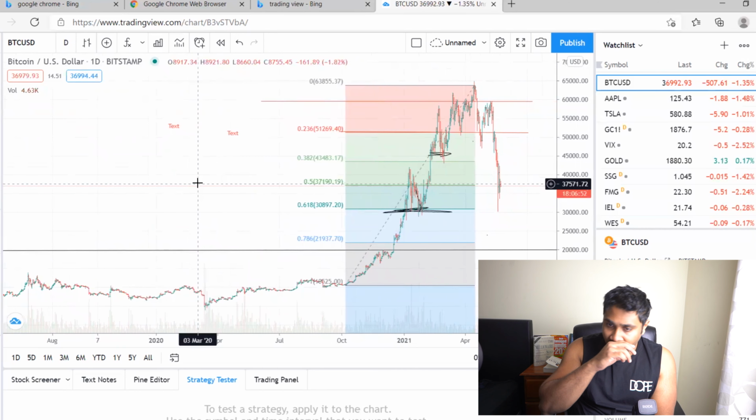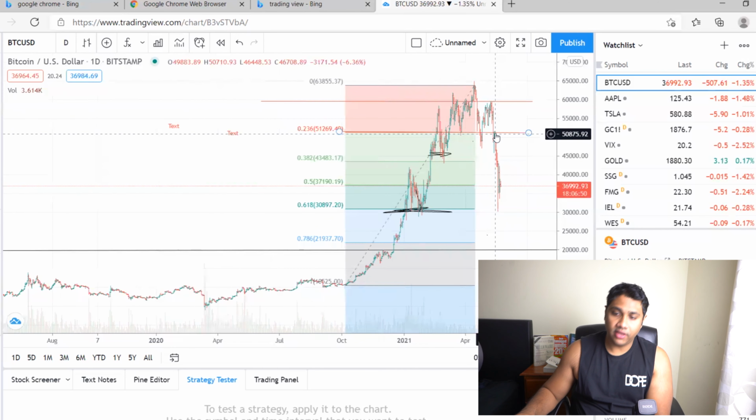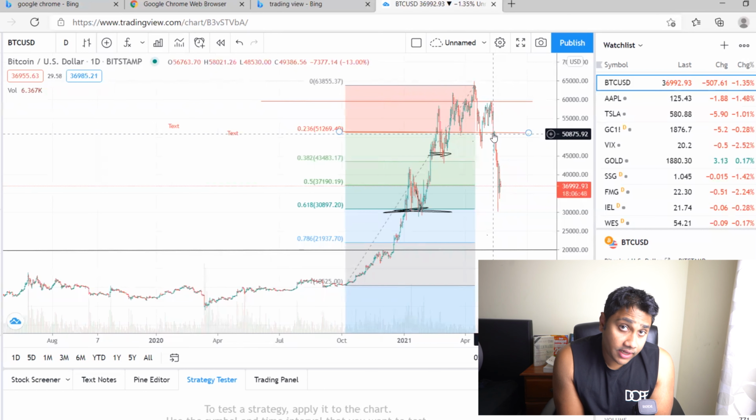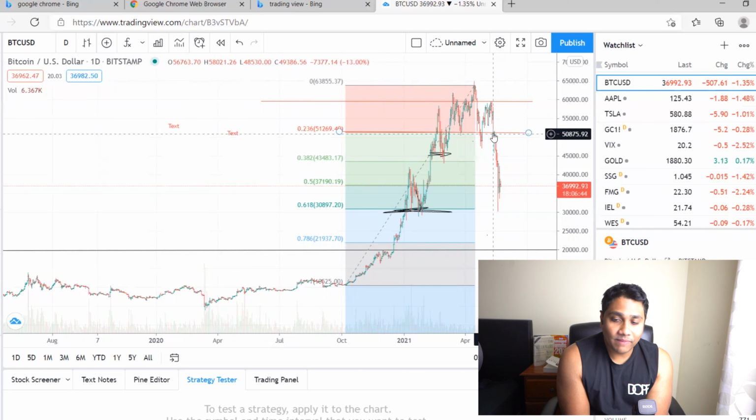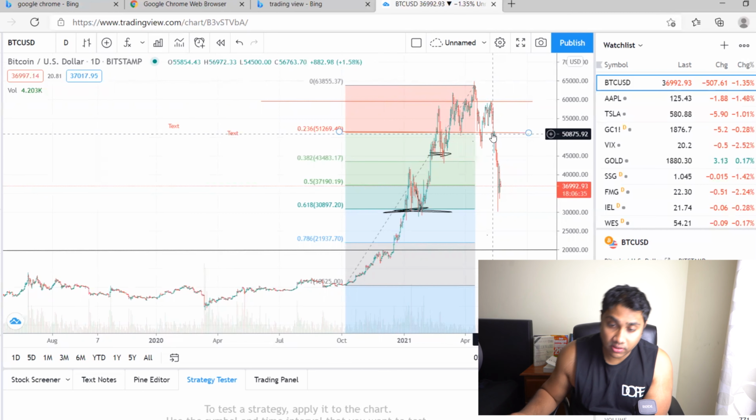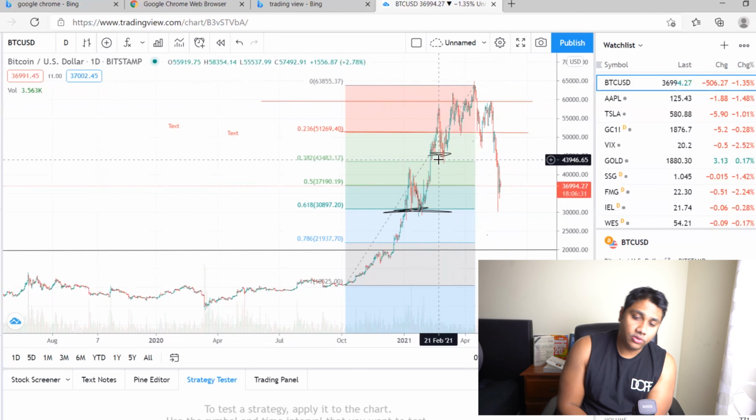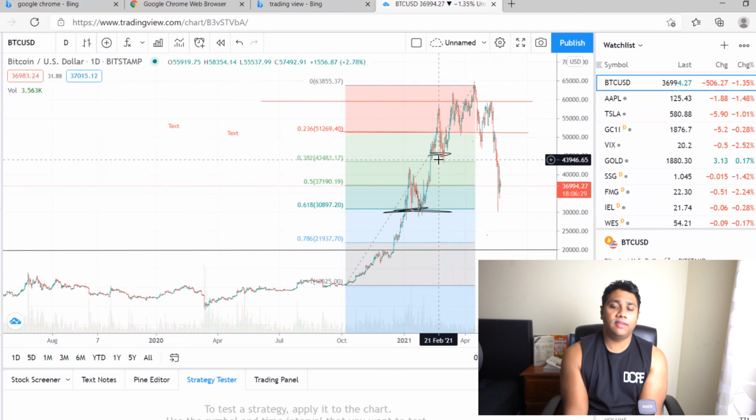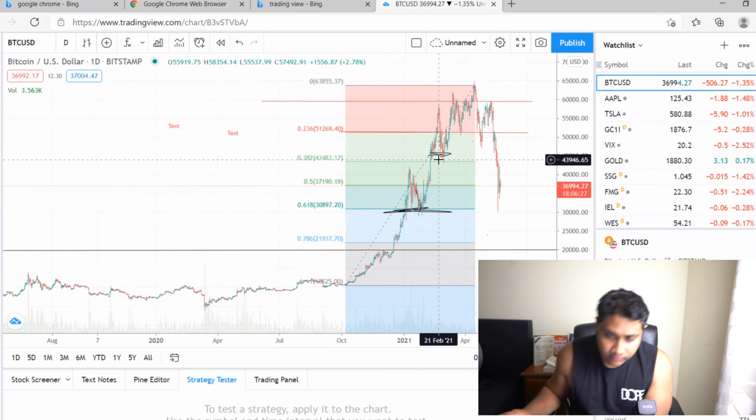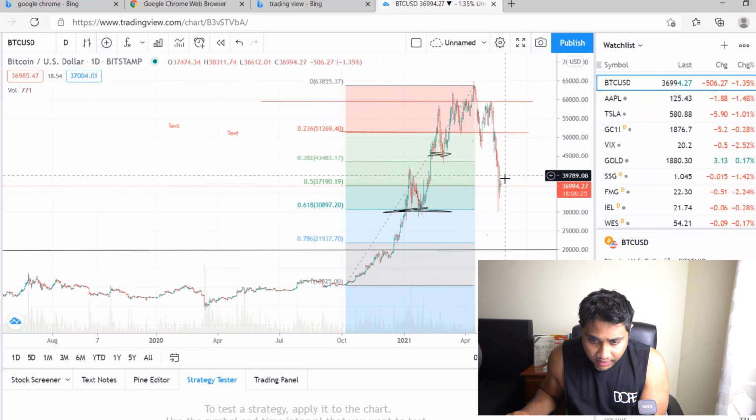Now, we were here, right? We were here at 50K, and then Elon Musk tweeted something saying that he's dumping all of his Bitcoin. He's not accepting it anymore. And boom, we came down, and then we found support over here around the 0.382 Fibonacci level. Again, he tweeted something, boom. And then the market started coming down.